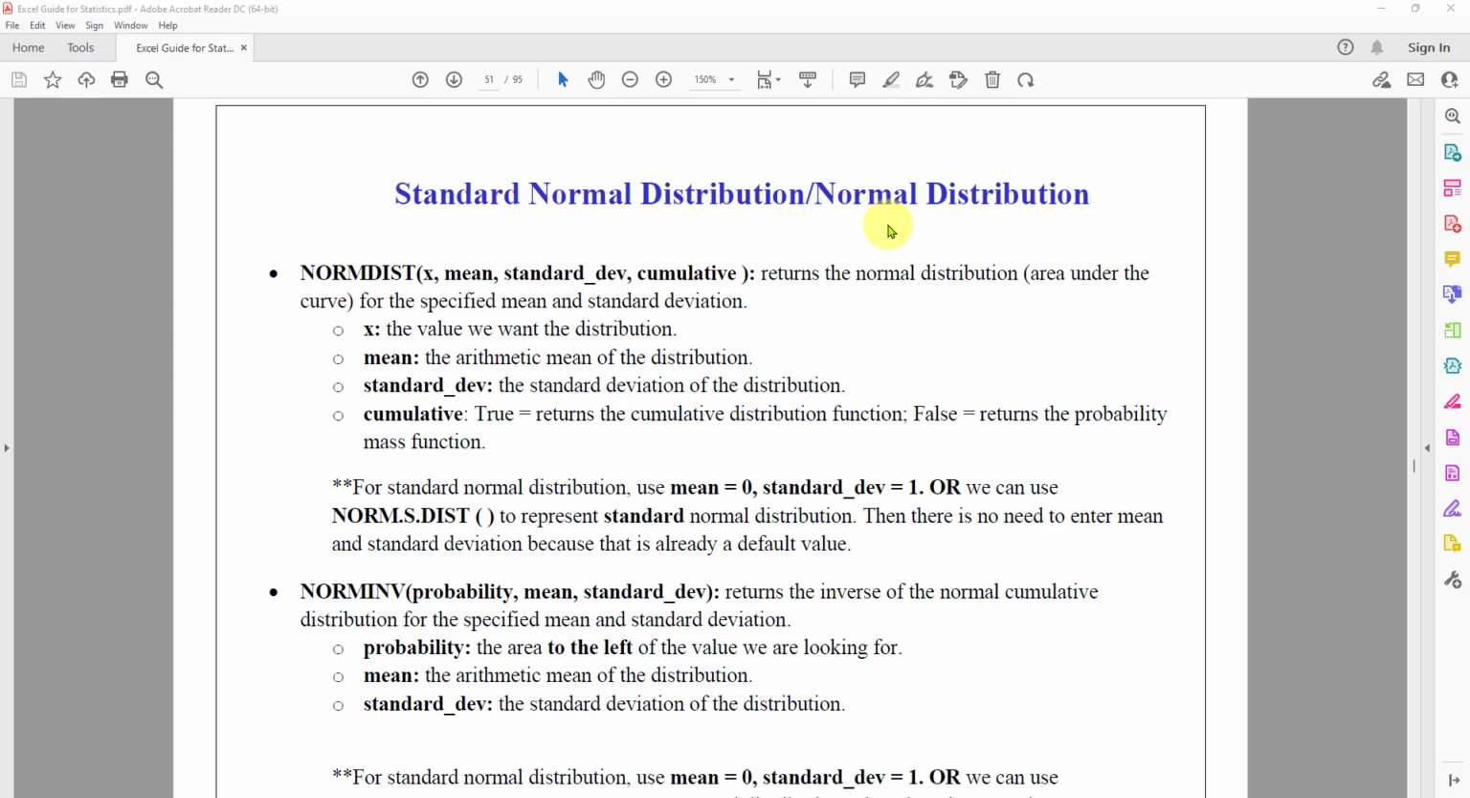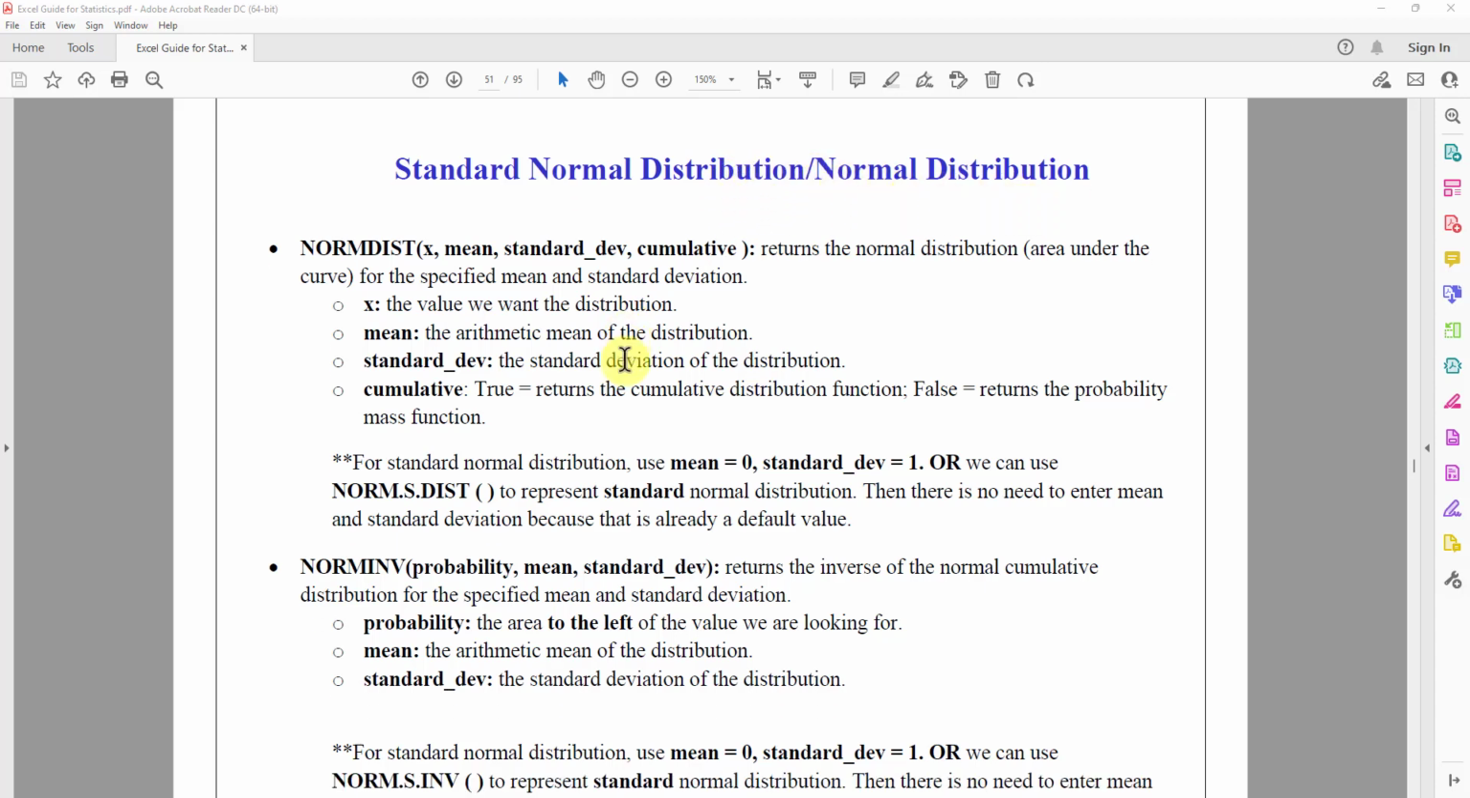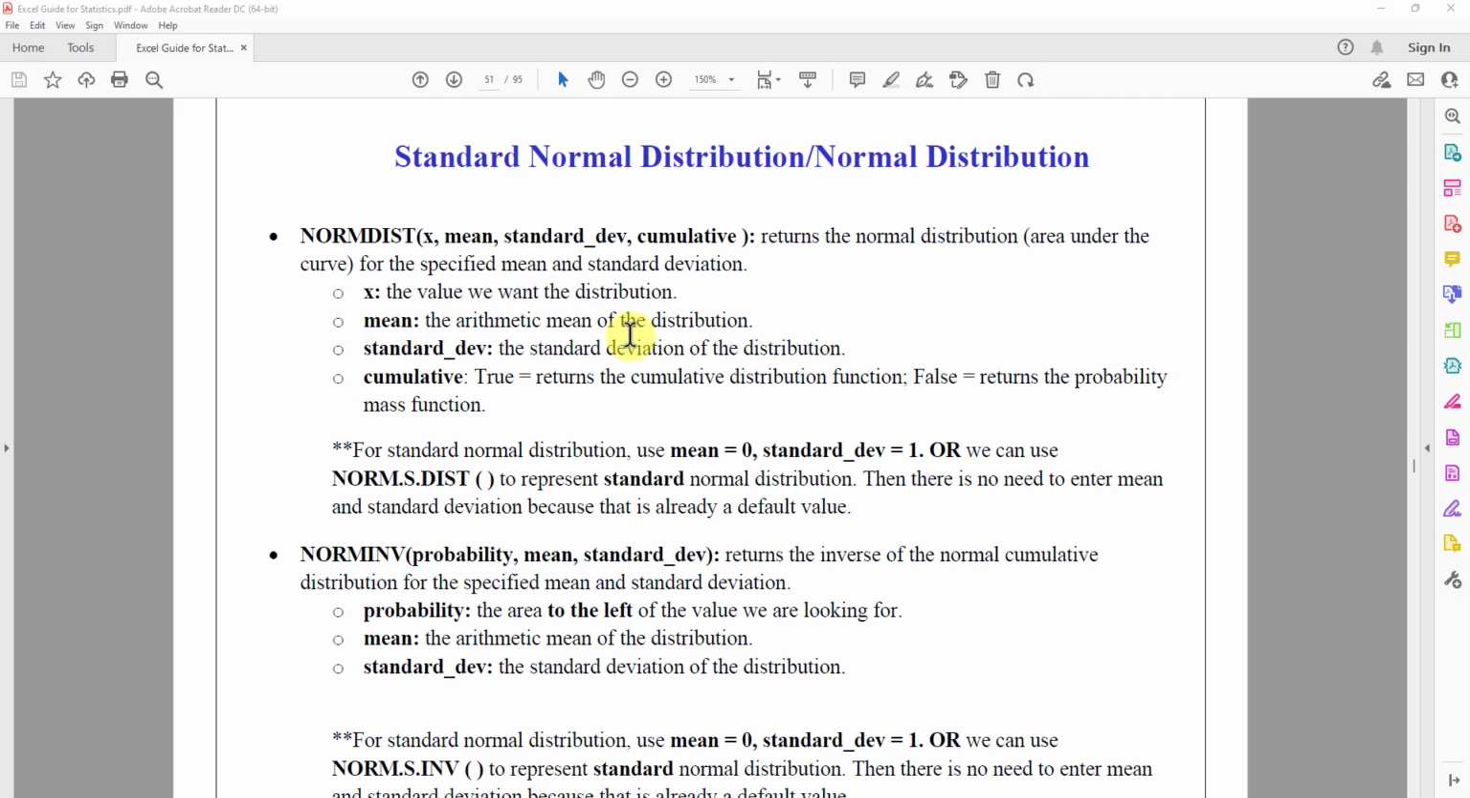In this video, we'll learn how to use Excel for standard normal distribution and normal distribution. There are a couple of functions in this video. The first function is the NORM.DIST, or norm dist. This function will return the normal distribution or the area under the curve for the specified mean and the standard deviation. This function takes in four inputs: x, mean, standard deviation, and cumulative.